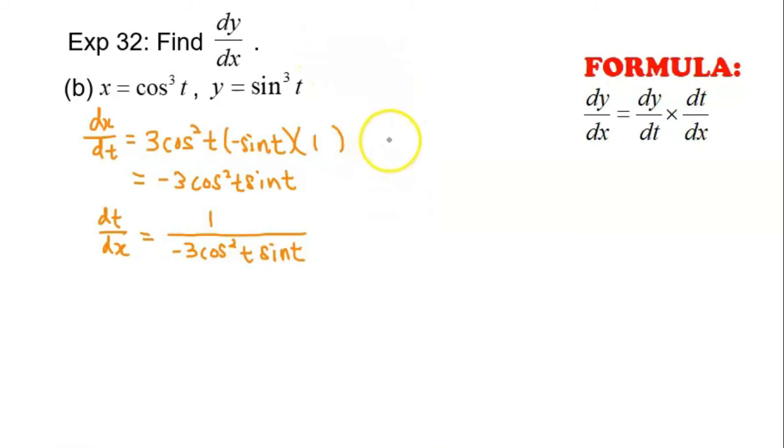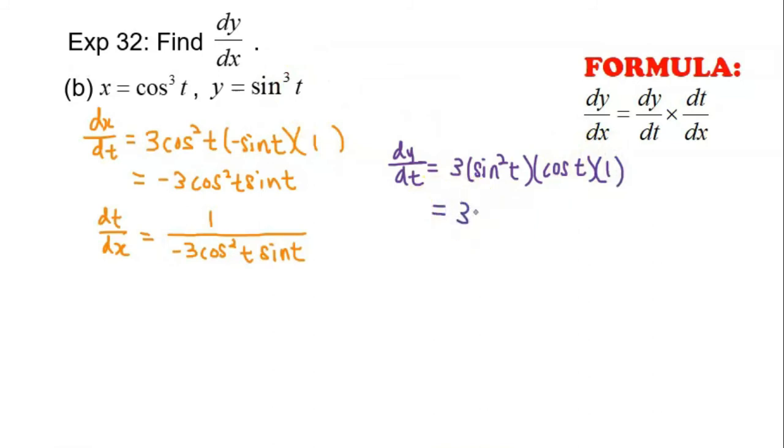For the y equation, differentiate y with respect to t. The power moves to the front, 3, power minus 1 becomes sin squared t. Differentiate sin t, which equals cos t, and differentiate the function t, which equals 1. Therefore, the answer equals 3 sin squared t cos t.